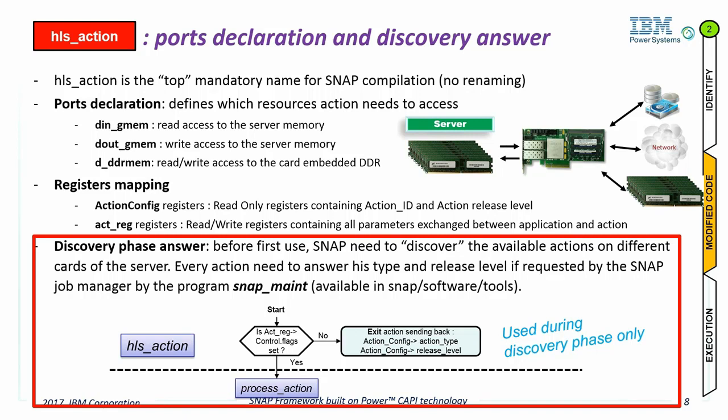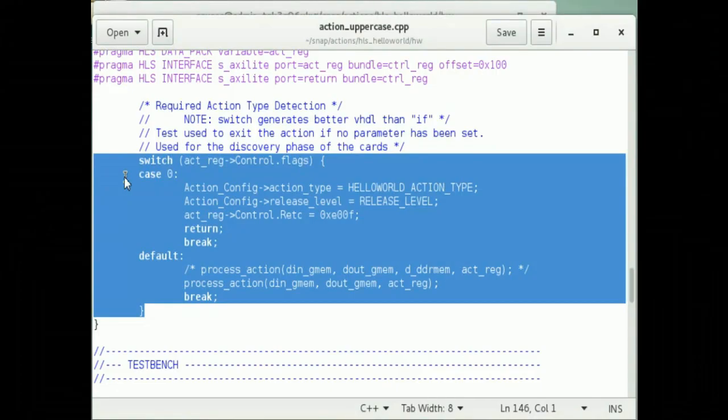cards in the server. This phase is mandatory and is initiated by a command which is snap_maint, that we will see later. On the action side, as soon as the action is awakened with the control flag set to 0, it has to answer its ID and exit. Otherwise, we just call the process action.